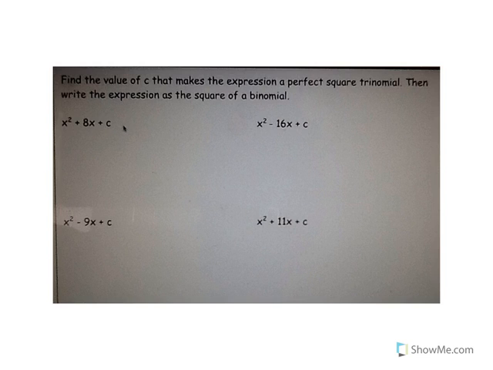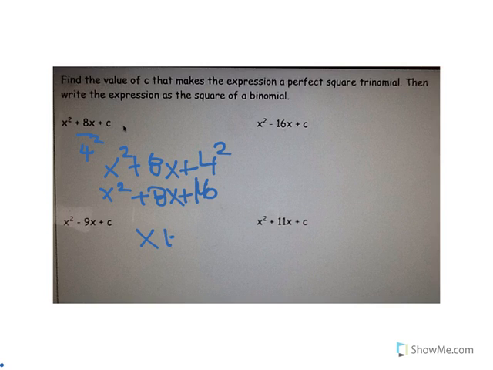So let's do this a couple of times. Here it says find the value of c that makes the expression a perfect square trinomial. I'm going to get half of 8, so that's 4. And then I'm going to square that, so 4 squared. If I were to rewrite it, it would be x squared plus 8x plus 16, or like I said, I like to leave it like this. And that's going to factor to x plus 4 squared.